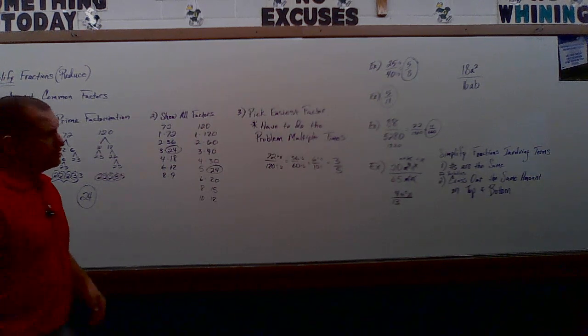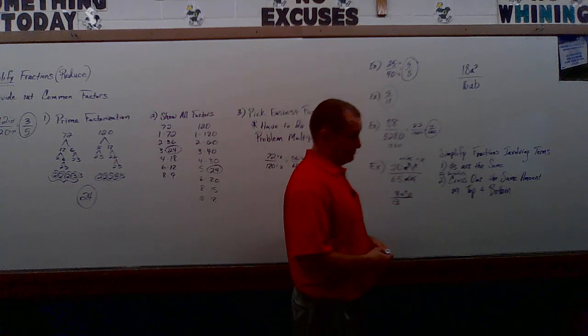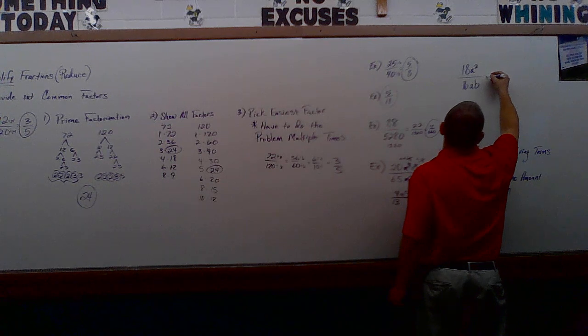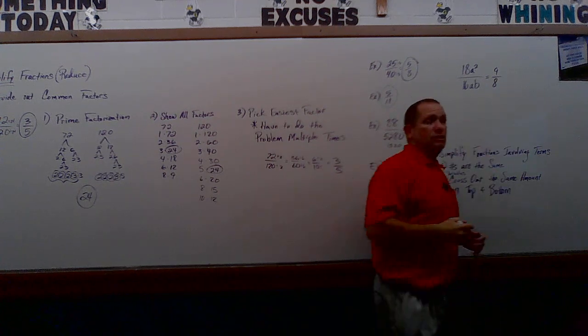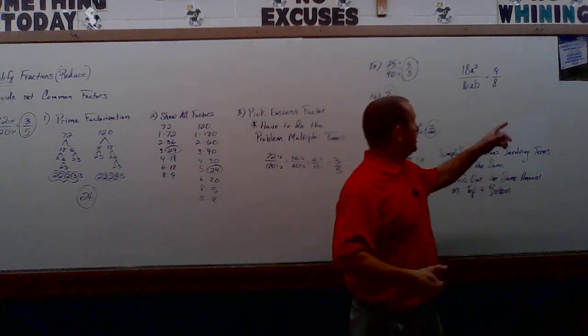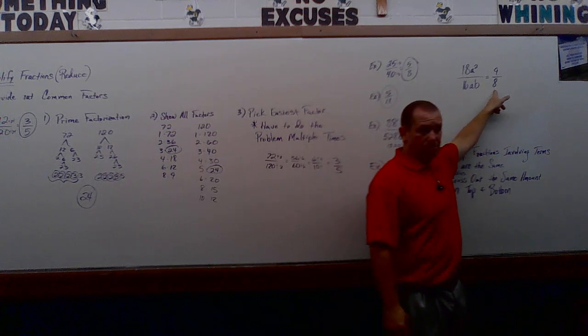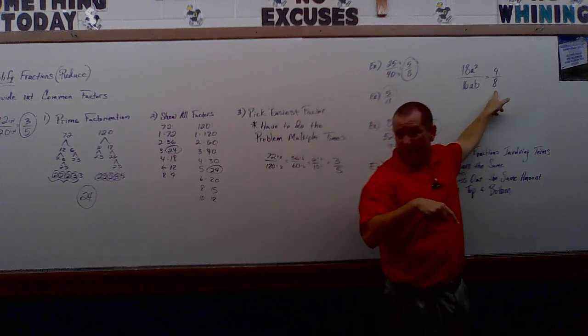Okay? So the biggest number I can take out of both 18 and 16: 2. 18 divided by 2 is 9, 16 divided by 2 is 8. No big deal if the bigger number is on the top of the fraction, right? What kind of number is this? Improper, right? Improper meaning the top number is bigger than the bottom number.